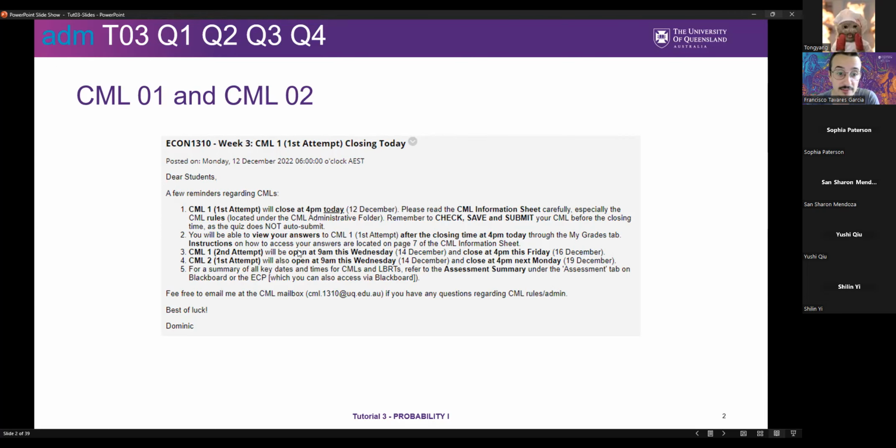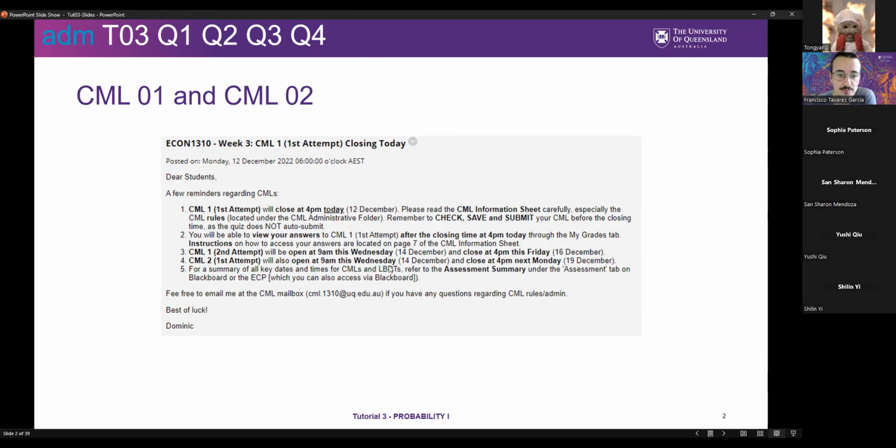Good news is we have a second attempt for CML1 if you're not happy with your grade, or even if you're happy but there's still a chance of improving it. I think it's good to give it a go so you practice a little bit more. The best grade is the one that we're going to take, so there's nothing to lose trying for the second attempt. It opens tomorrow at 9 a.m., as you can see here, and goes until Friday. So for the second attempt you have, let's say, 3 days if you count the business hours, so it's like 2 days and a little bit.